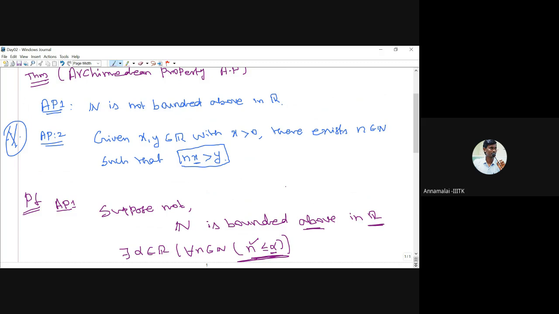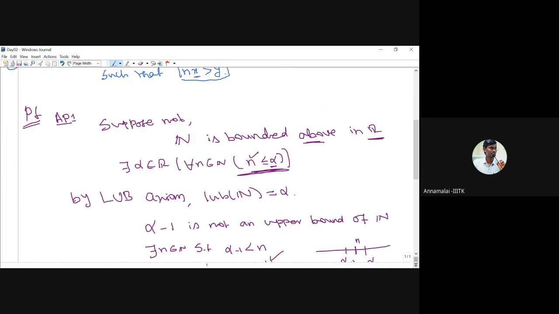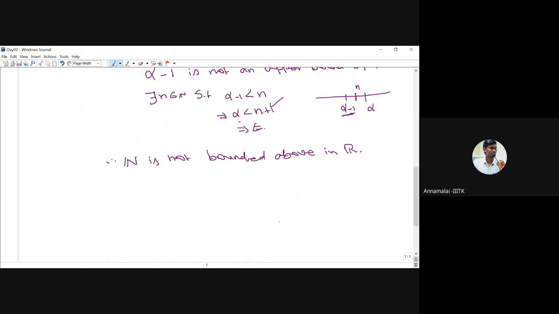So that means there is an x and y with x positive, such that if we take any natural number, nx is less than or equal to y. But first, what is the negation of the given statement? The second form of the Archimedean property, AP2, says that if we take any x, y in R with x greater than 0, then there exists n in N such that n times x is greater than y. So this is a property.